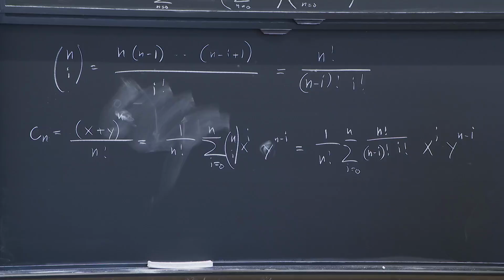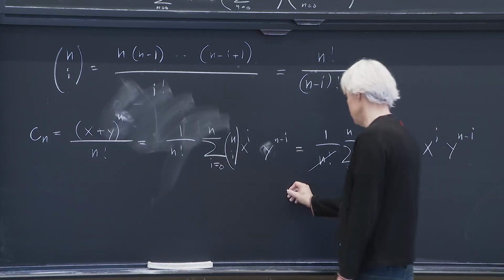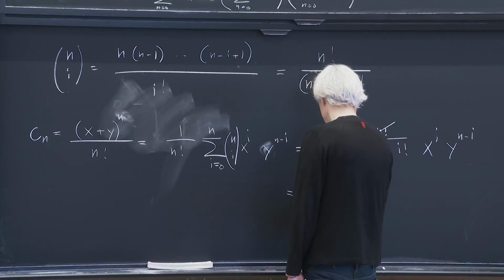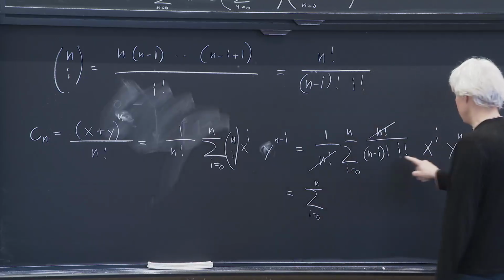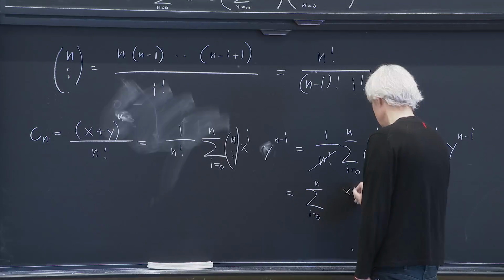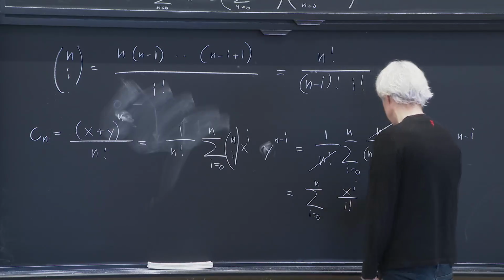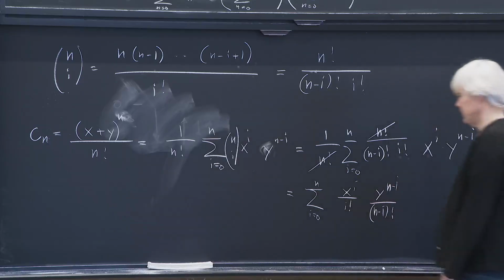And now you see that the n factorials here cancel with the n factorials. So you're left with the sum from i equal to 0 to n. And now I can group it. I can write it as x^i divided by i factorial times y over (n minus i) factorial, and this is to the power n minus i, like that.